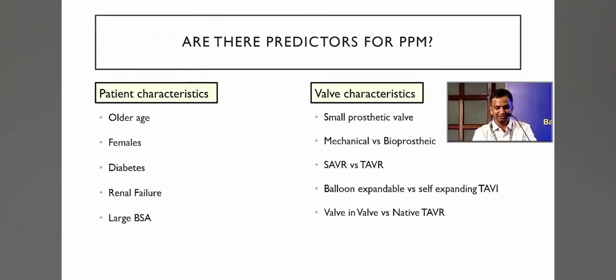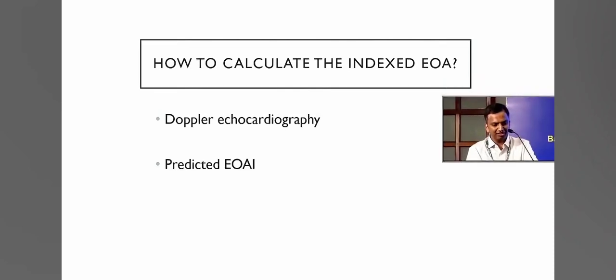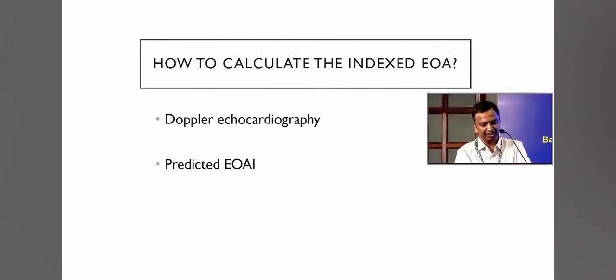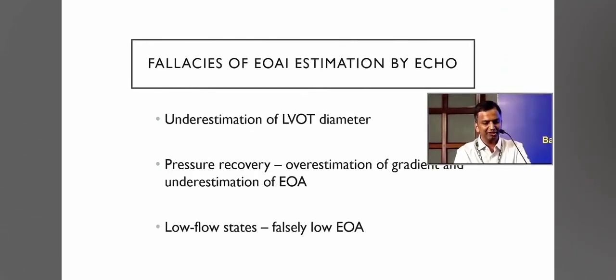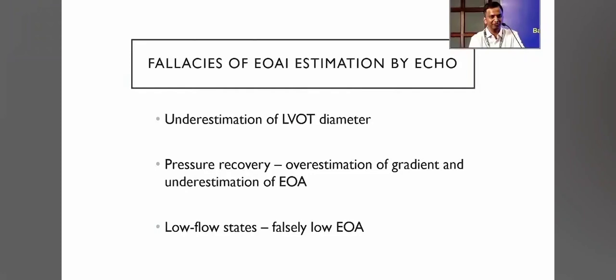So how to calculate this EOA? That has always been the issue, and there are two ways generally recommended. One is the conventional method, which is the measured EOA, which we do using Doppler echocardiography. And then there's not a new concept, but probably the recommended concept should be something called the predicted EOAI. The problem with the measured EOA is that there are a lot of fallacies in its estimation. There's a lot of inter-observer variability. So one echocardiographer does an echo on one patient with a particular valve, and another echocardiographer does the same study on the same patient. He can have a completely different value for the EOA.